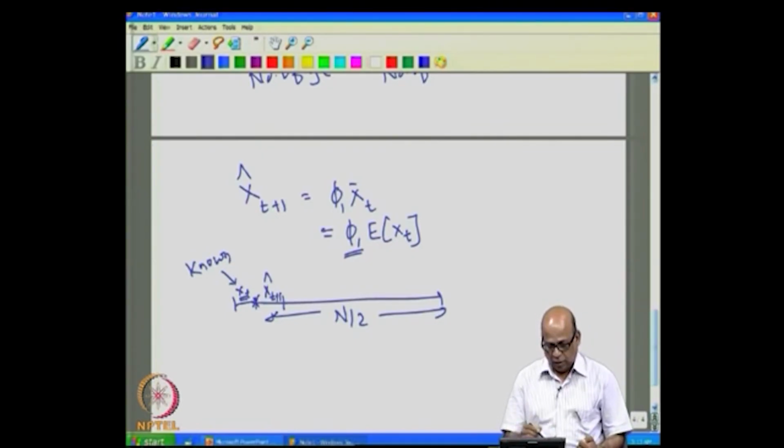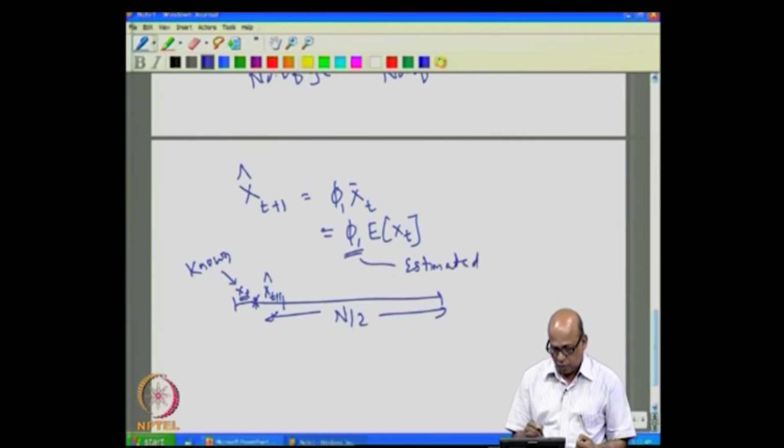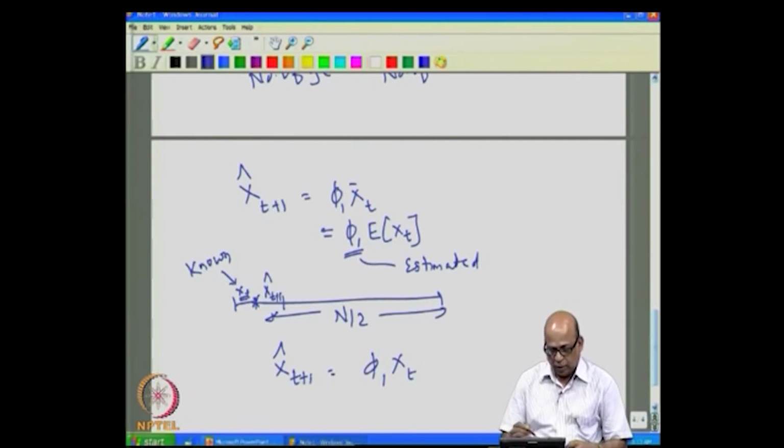Typically, let us say you are standing at the end of one month, June. The flow during the month of June is known, and you want to forecast the flow during the month of July. Then we apply this; phi 1 is known, phi 1 is estimated already. So, we apply x bar t plus 1 is equal to phi 1 into expected value of x t, that becomes x t itself because it is known. So, you get x bar t plus 1, but because you have the data already for this n by 2, this data is available.